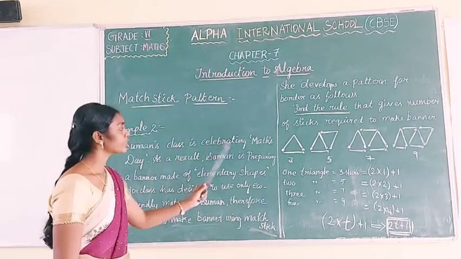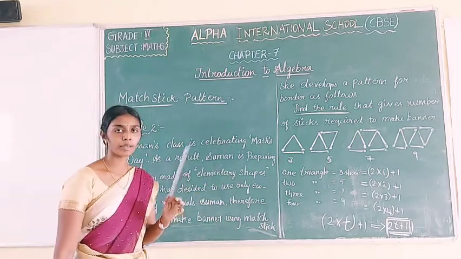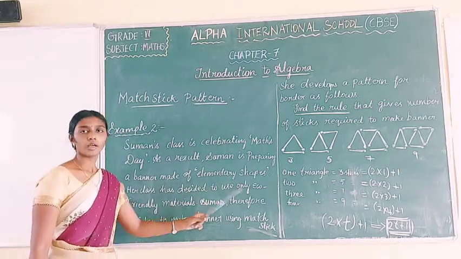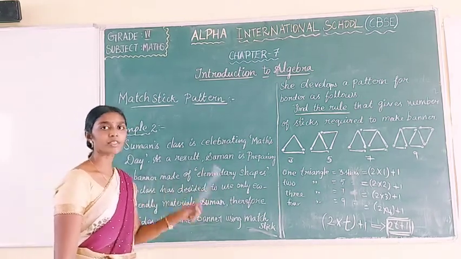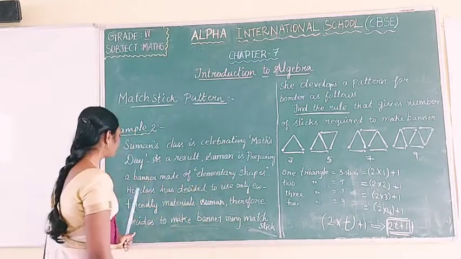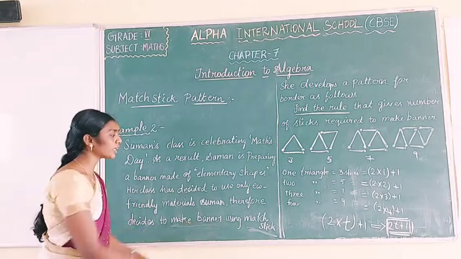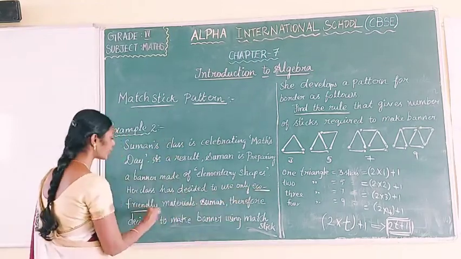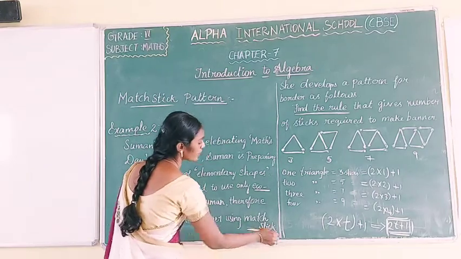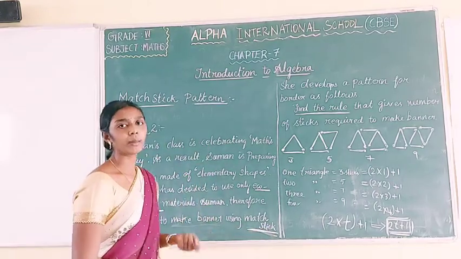Suman's class is celebrating Maths Day. As a result, Suman is preparing a banner which is made up of an elementary shape. Here he is using the triangle. And the class has decided to use only what type of material? Eco-friendly material. That's why they are using matchsticks to develop the pattern.